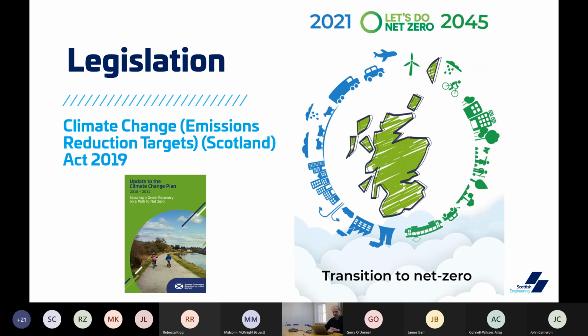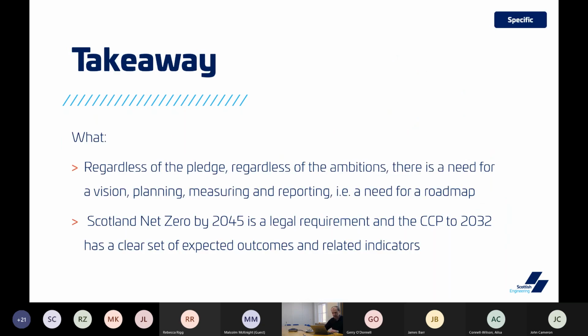But the most important one for us is the Climate Change Act in Scotland, and that's making it legal. Scotland wants to transition to net zero by 2045. As I said, they've done the climate change plan that goes to 2032, and in that plan there are the outcomes. As I said, if these outcomes are not being met, it's likely they move away from the carrot and move to the stick of taxonomy and reporting. And that's what we need to get ready for.